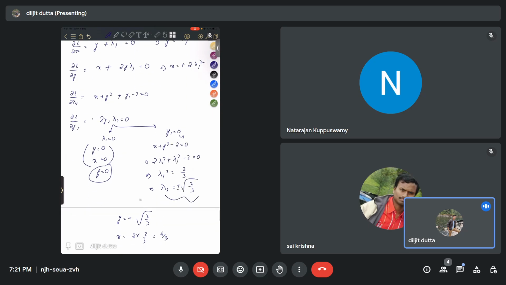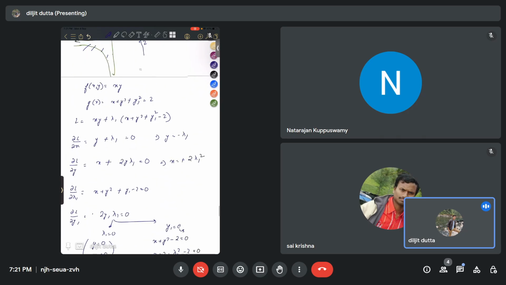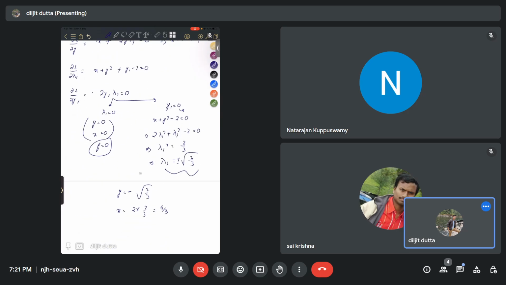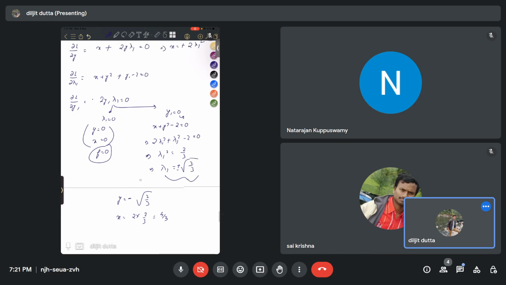But here in this case, what's happening if we take lambda 1 greater than 0? Our main condition is violated, that is y greater than 0 is violating. So you have to take lambda 1 equal to minus root 2 by 3, that is a feasible solution. Then only we will get a feasible solution here. And the feasible solution is y equals plus root 2 by 3 and x equals 4 by 3, that is already there.